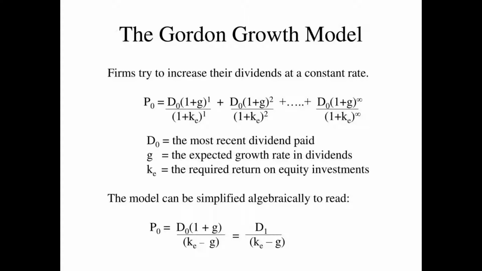The Economics of Money, Banking, and Financial Markets. Chapter 7. The Stock Market, the Theory of Rational Expectations, and the Efficient Market Hypothesis.